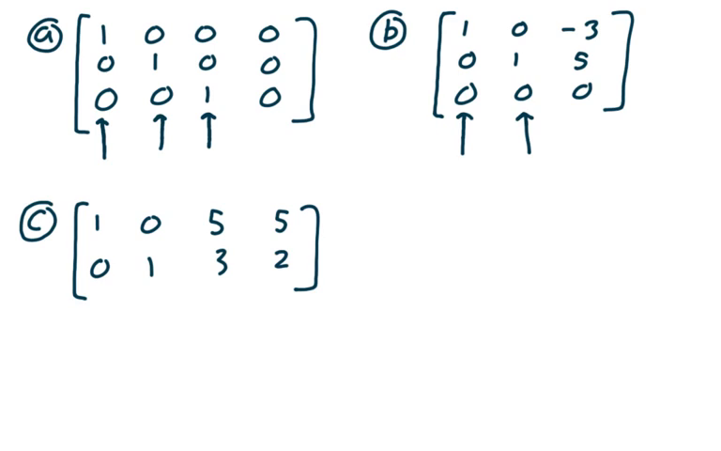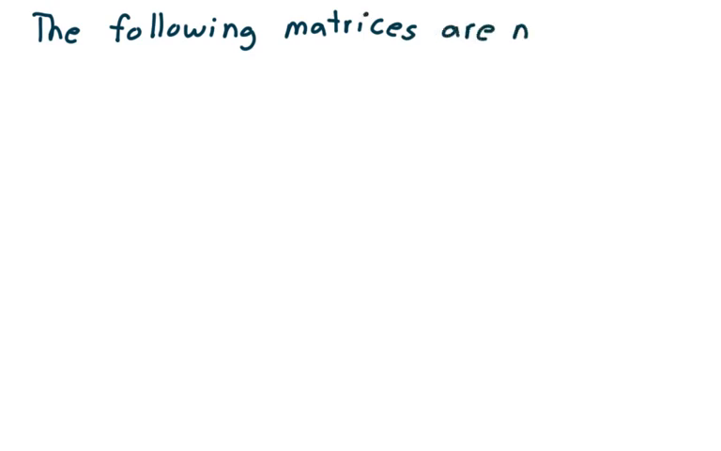Now, the following matrices are not in reduced row echelon form or row echelon form. And I want to give you a couple of examples there.